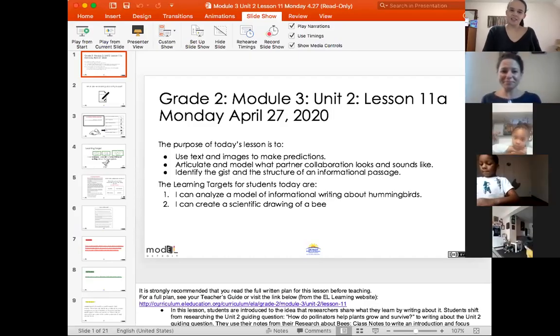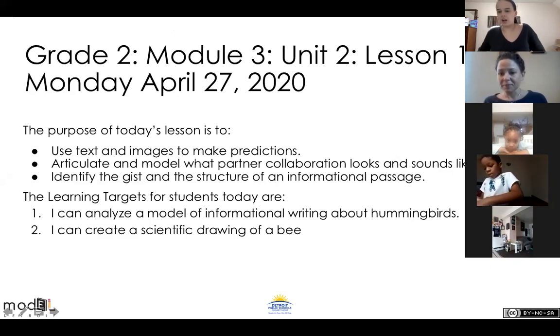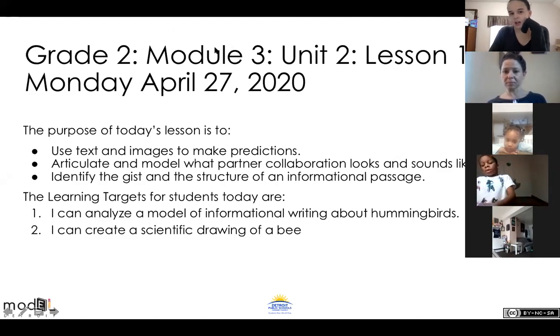All right, friends. So today is Monday, April 27th, and we are continuing, like Miss Ishley was saying, to learn about our modules. So learning about writing and learning about pollinators and all that important stuff.